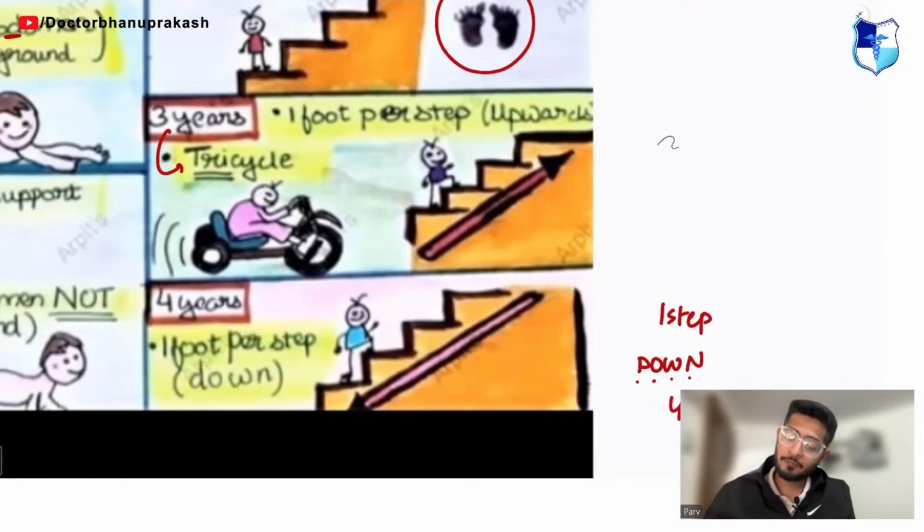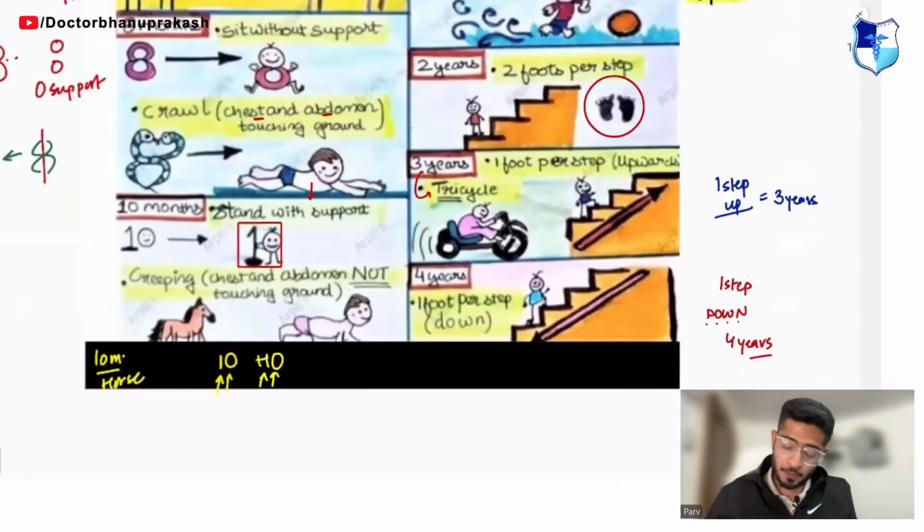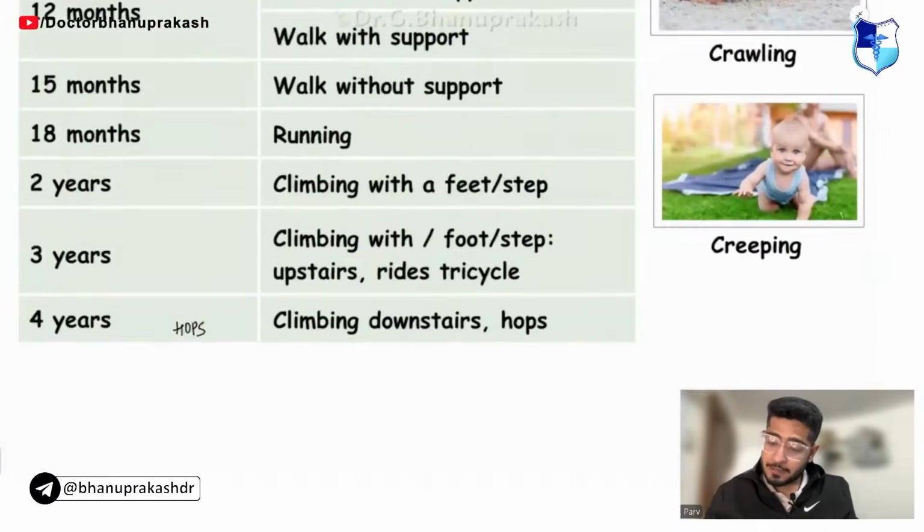And of course, if there is one step that is up, it is going to be 2 years. Sorry, how much? It is going to be 3 years. Okay, so you know, this is about your gross motor milestones.